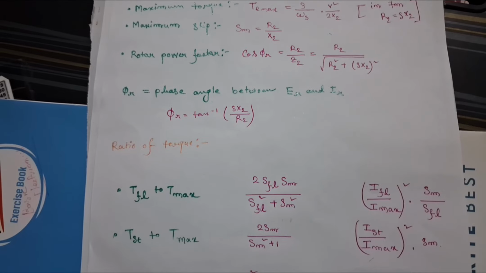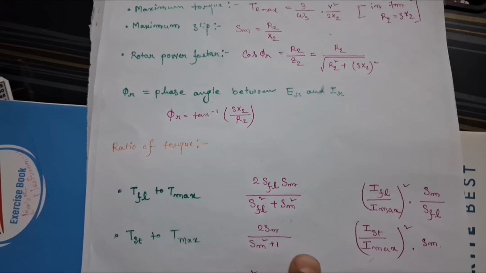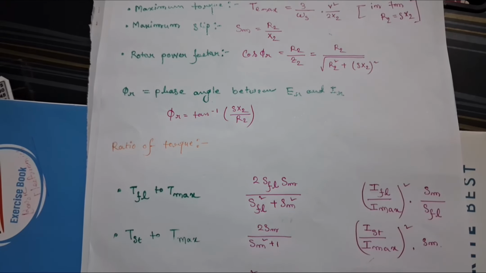Then you have to remember the formula of the ratio between starting torque and maximum torque. The formula is 2S_M divided by (S_M squared plus 1). Here S_M is maximum slip. Here one point you have to remember: in starting torque, the full load slip equals 1.